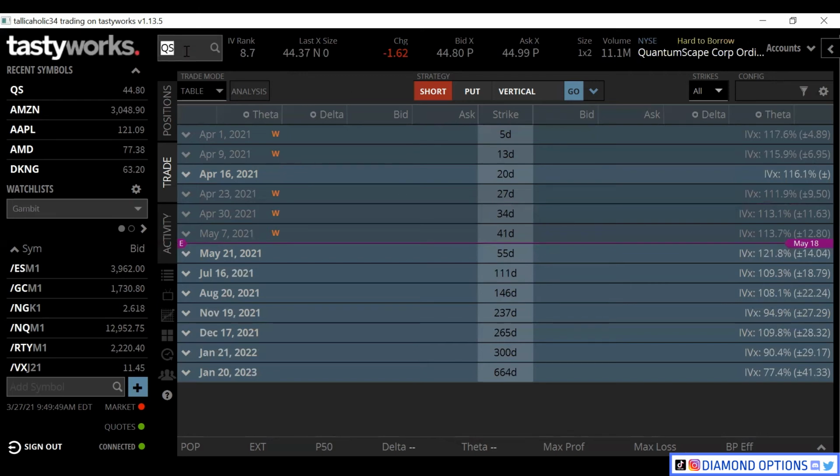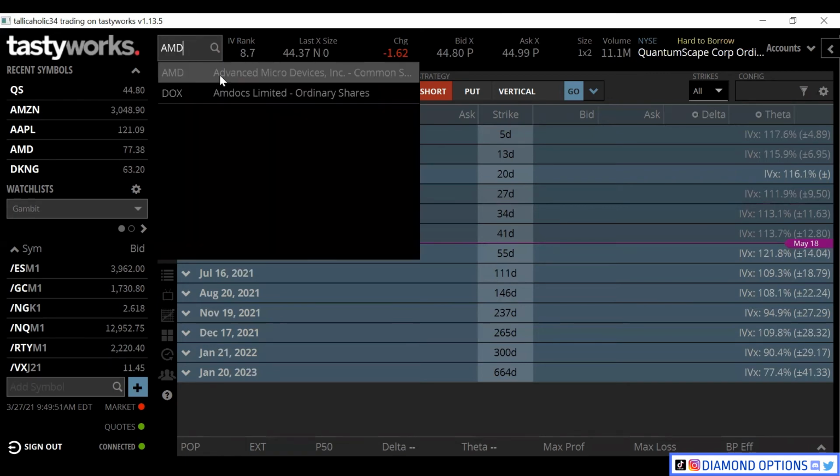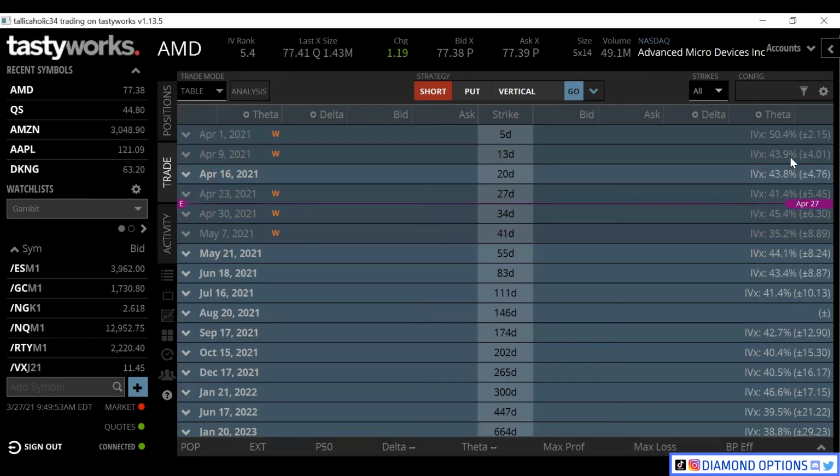Let's do another one here, like AMD, and see where we're at. Again, you're at 50%. IV rank is very, very low. So that just puts into context, in a really simple measure for us, what this IV is relative to itself. And we can see at a glance, is it high or not?